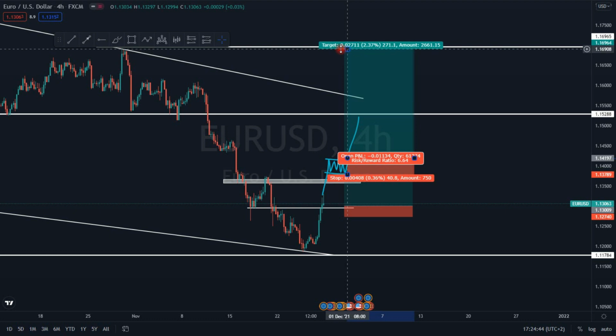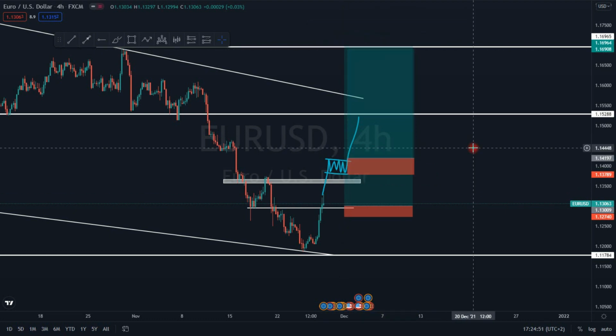Continue with this move to the upside. That's all I'm saying on EURUSD. Now let us dive straight into GBPUSD.